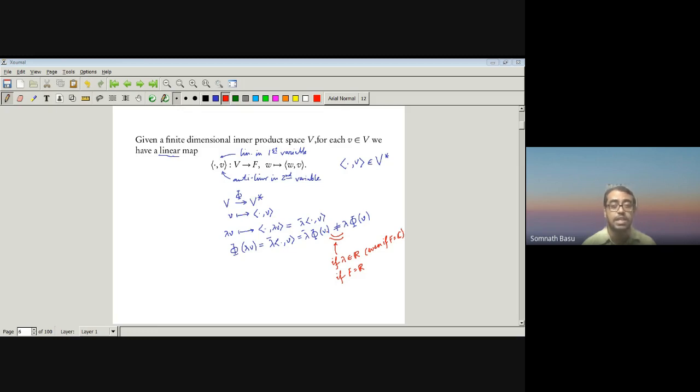The only thing I'm pointing out is this map is a natural map, but it is not going to be a linear map if you're working over complex numbers as a base field. It's going to be antilinear. So scaling v by lambda and then taking its image is the same thing as taking the image of v and then scaling by lambda bar. So over C, this map is antilinear. Over R, this is a linear map. Okay, so is this clear?